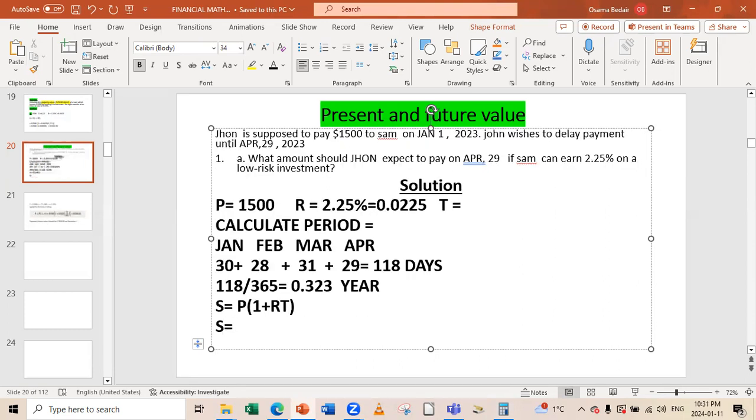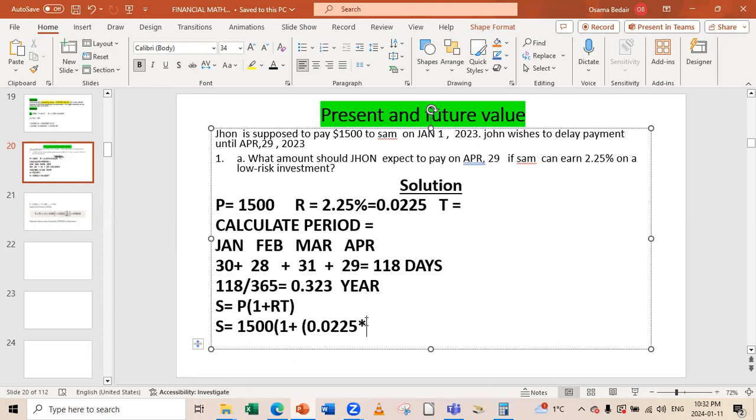S is unknown because we are calculating S. It will equal P, which is $1,500, multiplied by 1 plus the R. The R there, or the rate of interest, is 0.0025. Here, you can do it like this. This amount must be in brackets so that it knows you will finish it first, then after that add the 1 to it. So here, this is time multiplied by this amount as well.